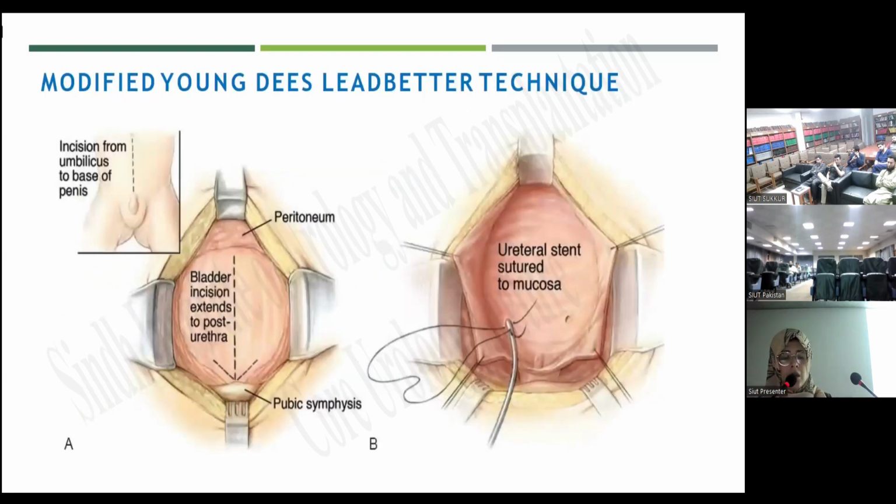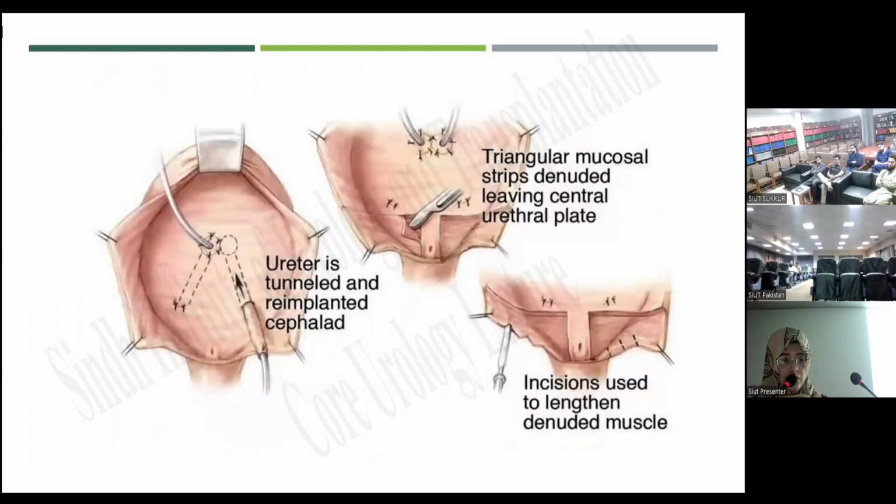Now I'm going to define the modified Young-Dees-Leadbetter technique for bladder neck reconstruction. First of all, the skin incision is given, extending from the umbilicus to the base of the penis. Then the vertical bladder incision is given with distal extension, where the bladder and the posterior urethra are under the pubic bar. Ureters are identified, and the ureteric stents are placed into the ureteric orifices and are sutured to the mucosa.